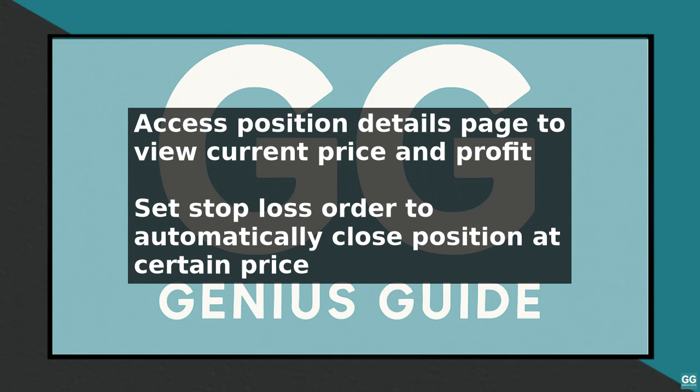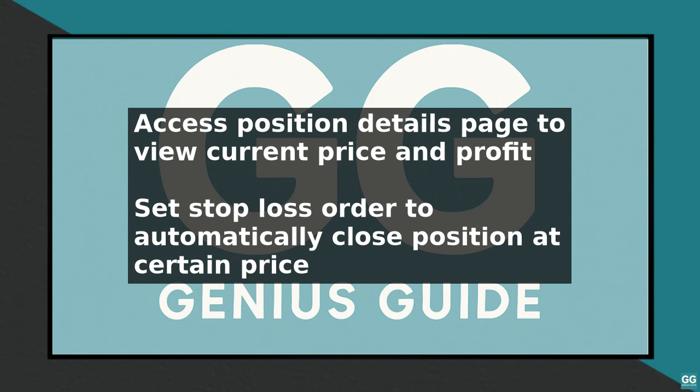This is where you can set a stop loss order, which automatically closes a position when it reaches a certain price. To set a stop loss, click on the Stop Loss tab and enter the price at which you want to close the position. You can also set a take profit order, which closes a position when it reaches a certain profit level.